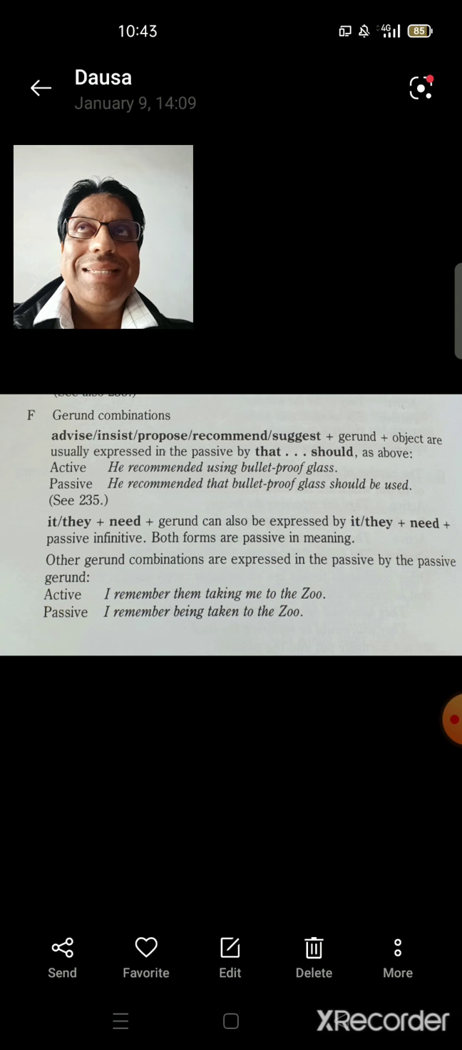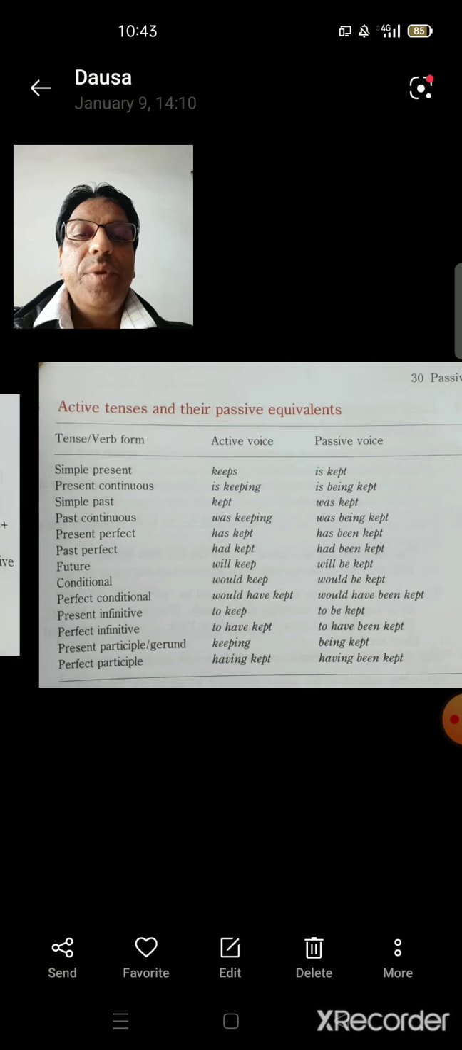We start with them. And me is the object, and to the zoo is that which will be there as such. So the passive is I remember being taken to the zoo. The main verb is taking. So we have that form of the same tense for be as the tense of the main verb, which is progressive. I remember being taken to the zoo. So this is for gerund combinations.